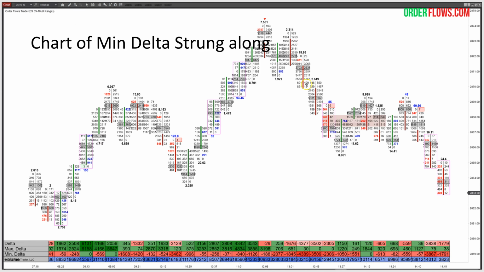Okay, again, similar thing over here. Off this high, this is your high, you got a divergence up here. And then what do you get up here? Look at this: minus 4377 versus 4389, minus 3502 versus 3509, 2305 versus 2306. Look at these max deltas, tiny: 30, 0, 0. There was never any max delta in there.